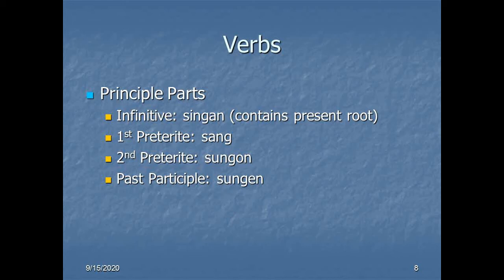Honestly, for our purposes, preterite is just a fancy word for past tense. The first preterite is the form that the verb takes in the past tense in its singular conjugations, and the second preterite is the form that the verb takes in the past tense in its plural conjugations. That's all. Now, as for the past participle, it does about the same job in Old English as it does in modern English, with the exception of there not being a passive voice.